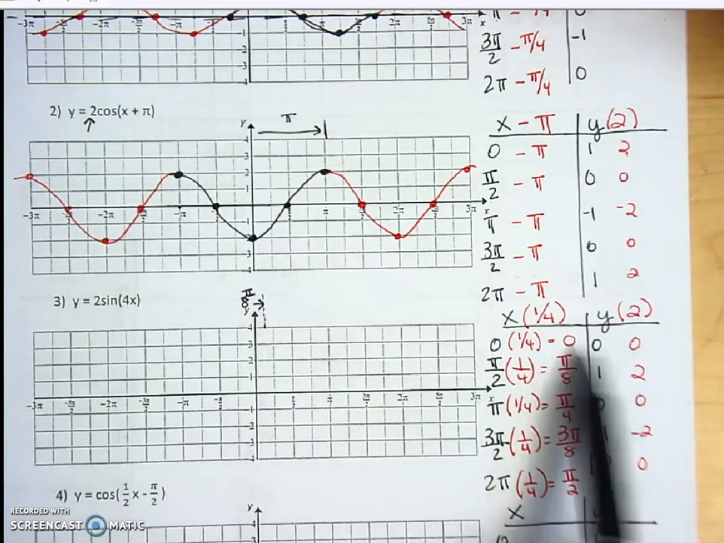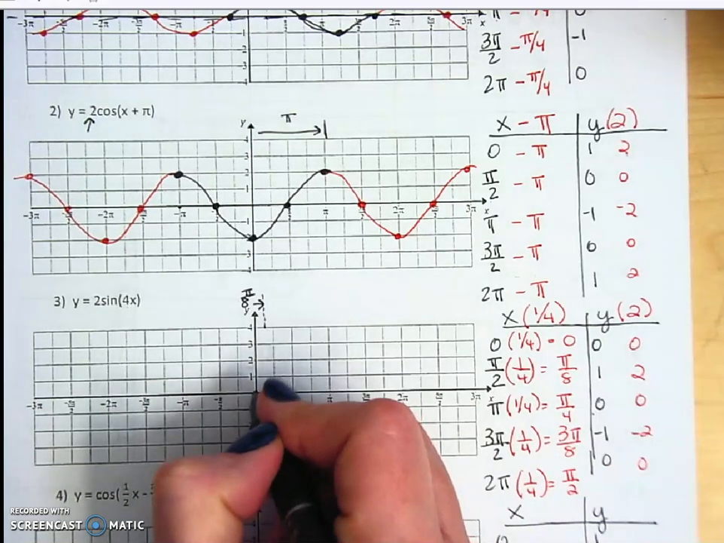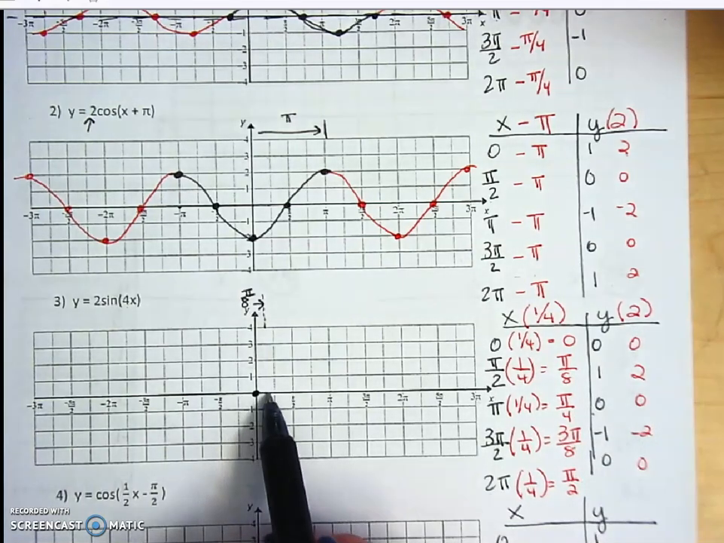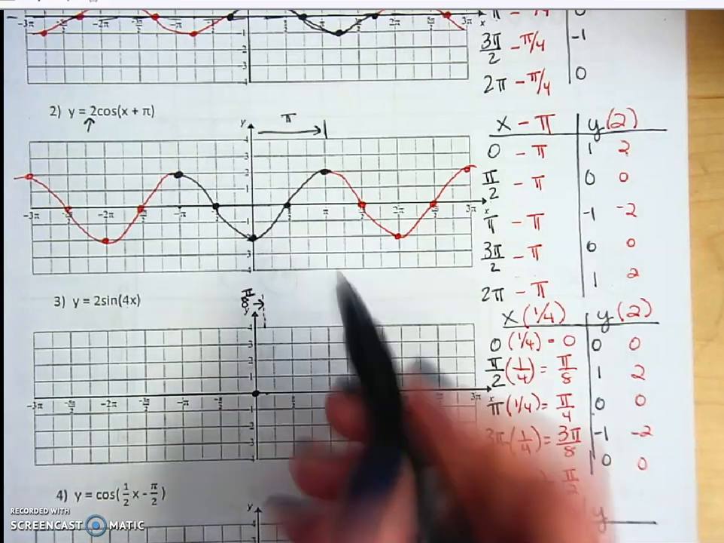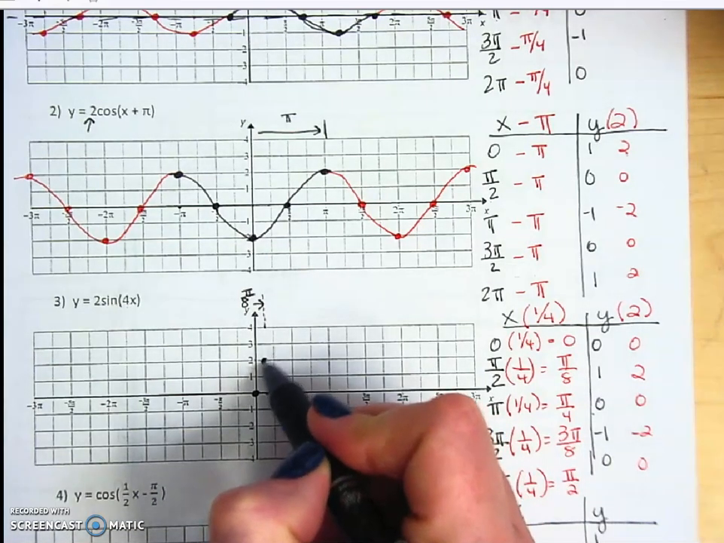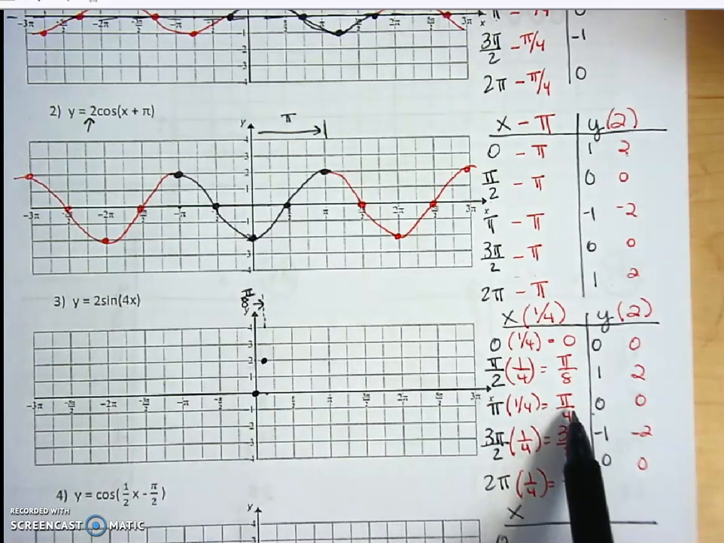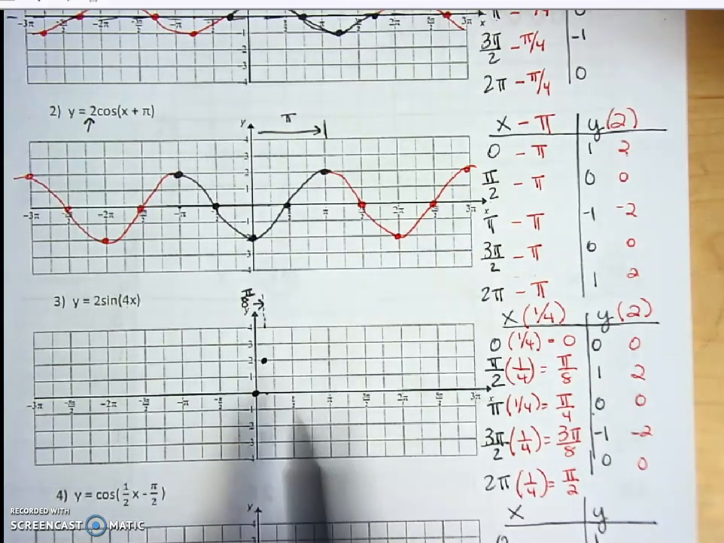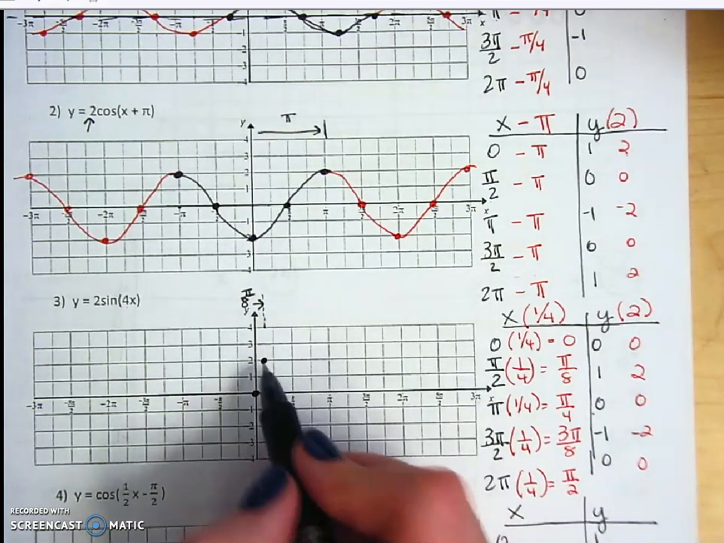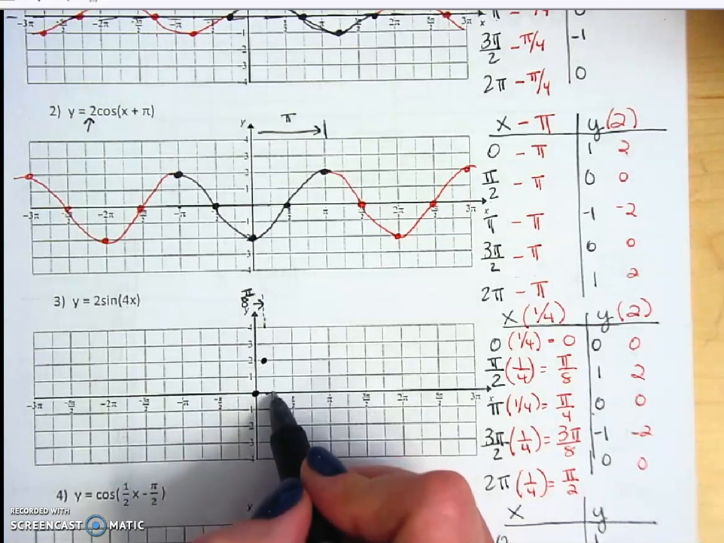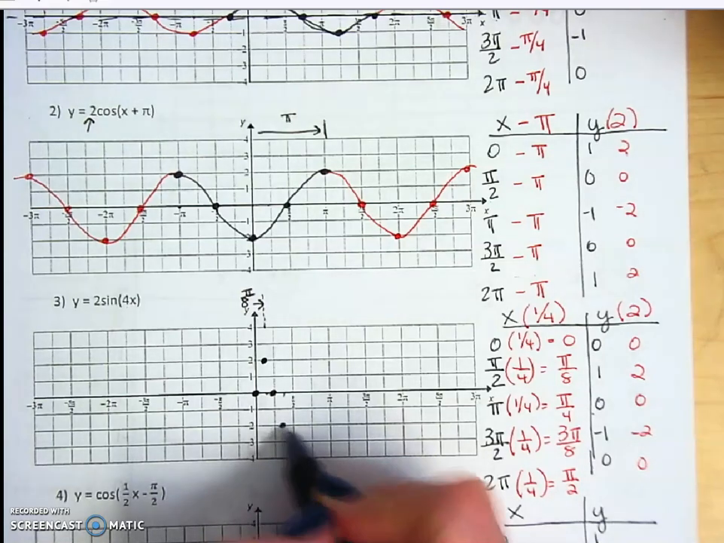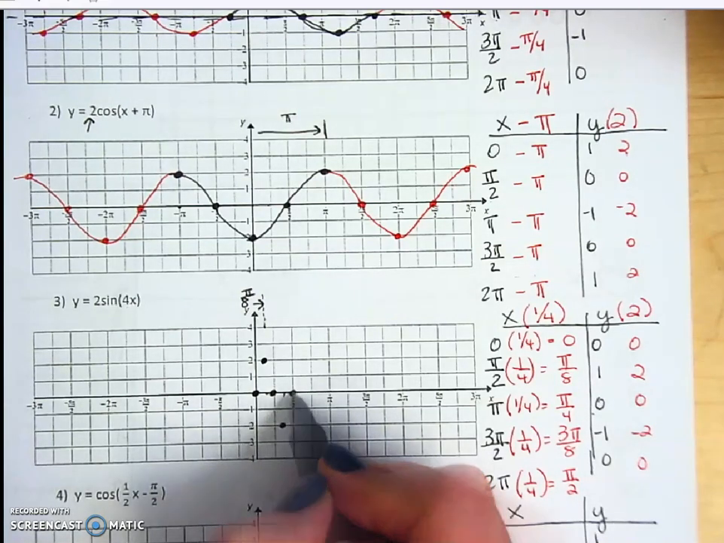So my first point is 0, 0, so I'm going to graph that. My next point is 1/8 pi, so that's halfway between here and 1/4 pi. So my x value is there, and then my y value is 2, so I'm going to go up to 2. I'm going to go over another 1/8. That gets me to pi over 4, which is halfway between 0 and pi over 2. So over 1/8 down to 0, over 1/8 down to -2, over 1/8 up to pi over 2.